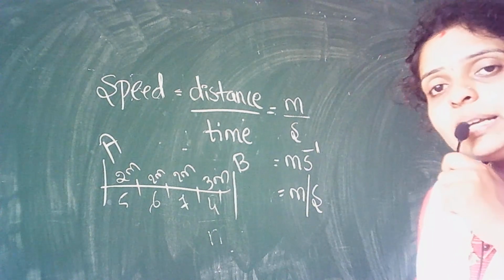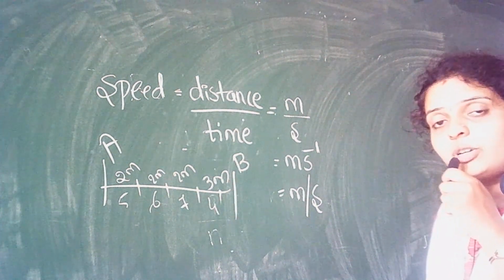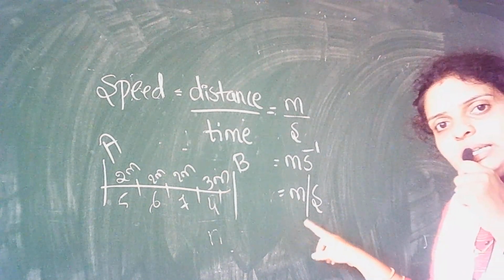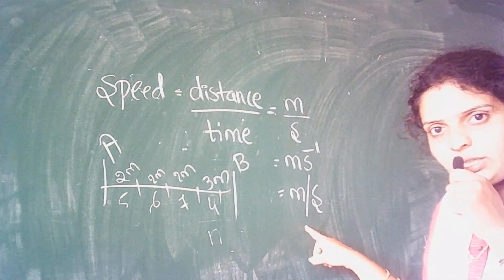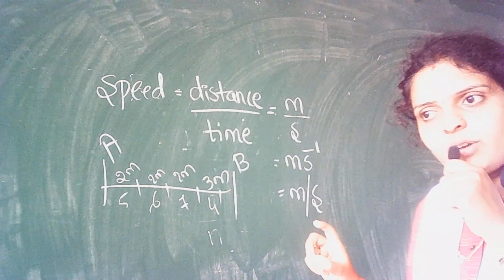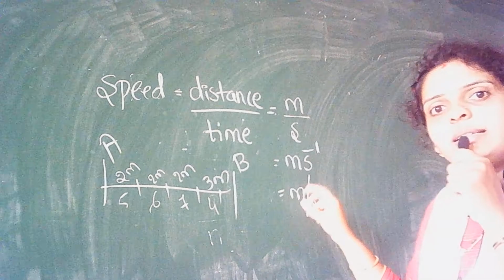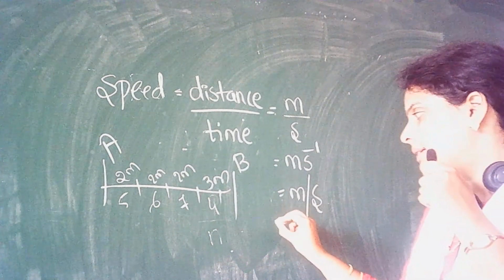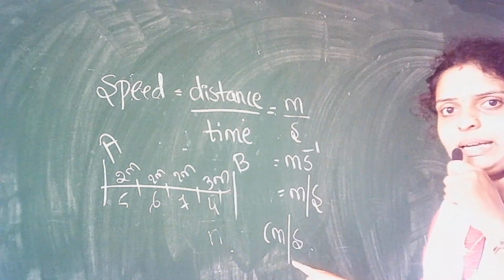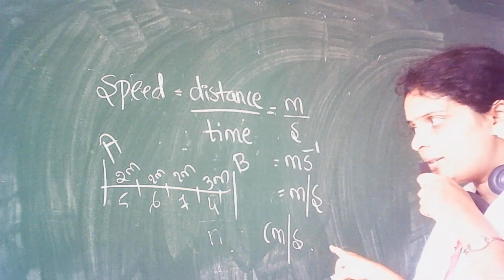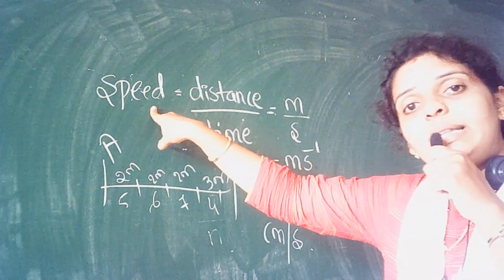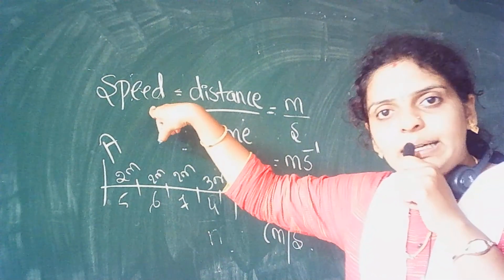Speed is expressed in terms of meter per second. The unit of speed is meter per second. It is the SI unit. What is the CGS unit? You already know, CGS units you have studied. So the CGS unit is centimeter per second. Instead of meter we take it as centimeter. So centimeter per second is the unit of speed. Then here we will see whether it is a scalar quantity or a vector quantity.